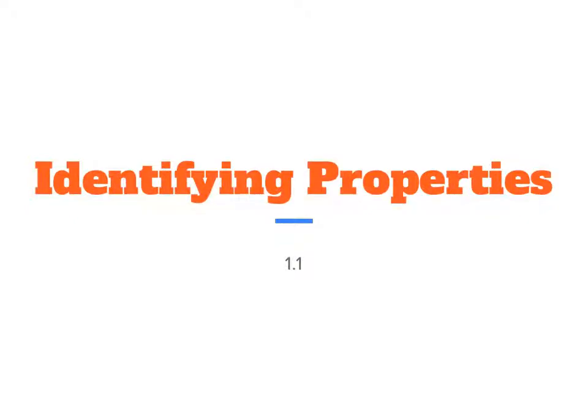Welcome to 1-1, everybody. Today we're going to be talking about identifying properties. Our learning objectives for this lesson will be the ability to identify the commutative, associative, inverse, and identity properties of addition and multiplication for rational numbers.